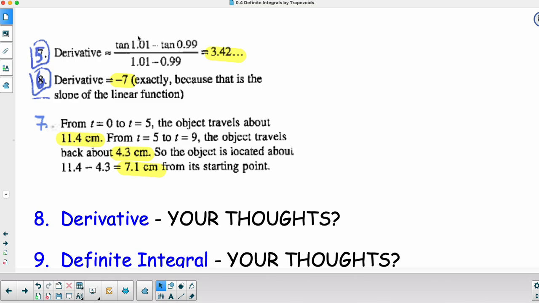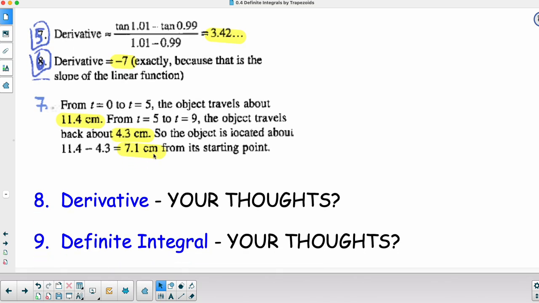And then on number 7 here too, you're going to find the total amount of travel is 7.1. Part of it's positive area, so you're going above the x-axis, so I get roughly 11.4 of area above the axis, but then I'm also getting some area below the axis, which is 4.3. I take the positive area minus the negative area essentially, and I'm getting the total amount is 7.1. We can talk about these maybe on Tuesday or Monday when I'm back.